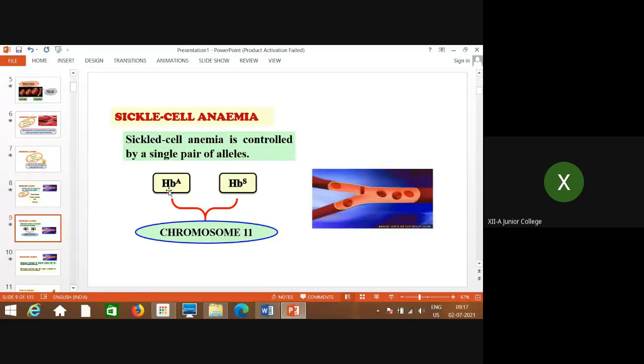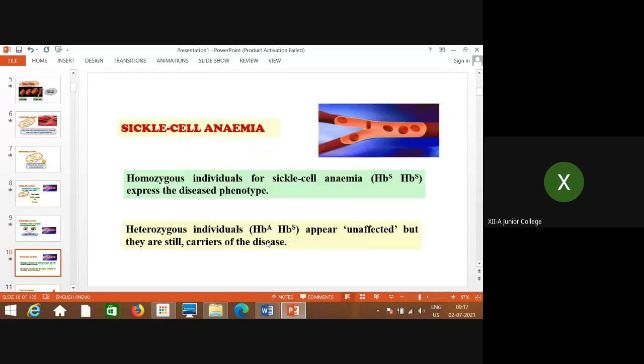HbA is considered to be the normal hemoglobin, and HbS, with Hb for hemoglobin, represents sickle cell. On chromosome number 11, where this gene is present, homozygous individuals for sickle cell anemia are represented as HbS HbS. Just now we were talking about the recessive condition. This condition of anemia is observed when the gene is in the homozygous recessive form, that means both alleles are in the recessive form. Only then is this disease expressed.